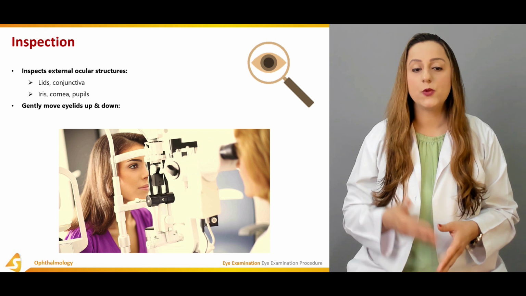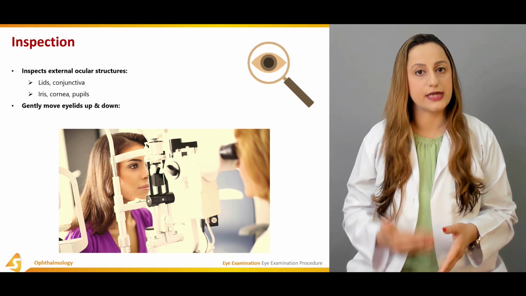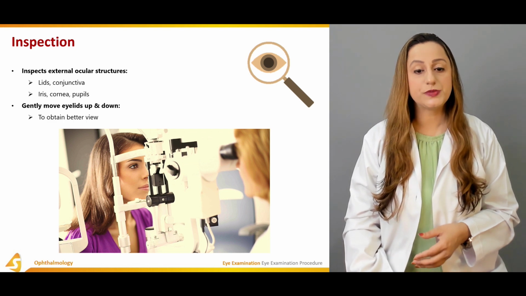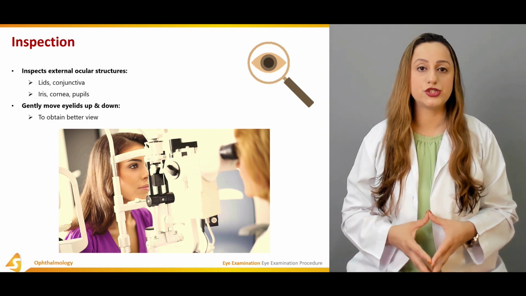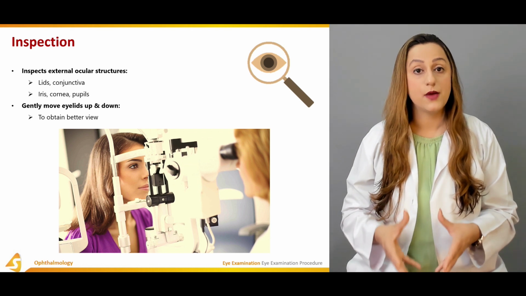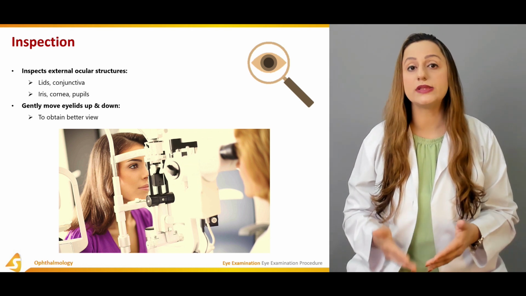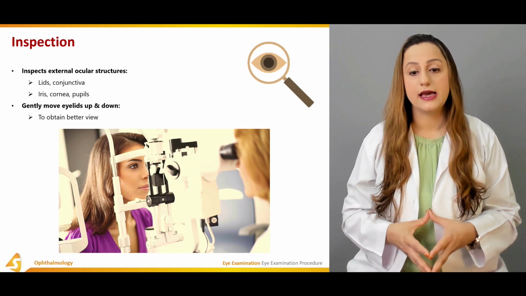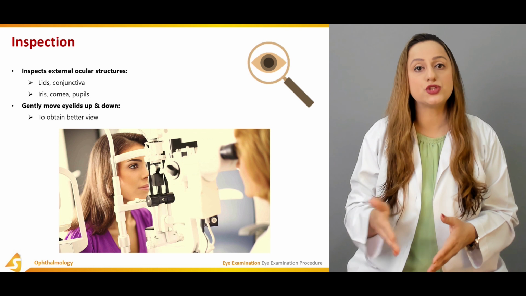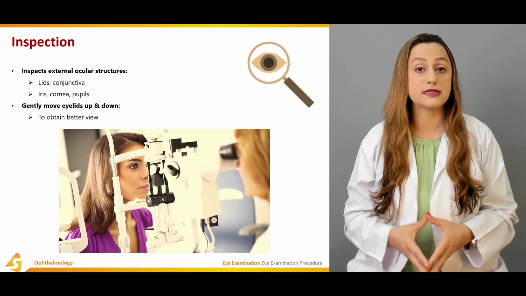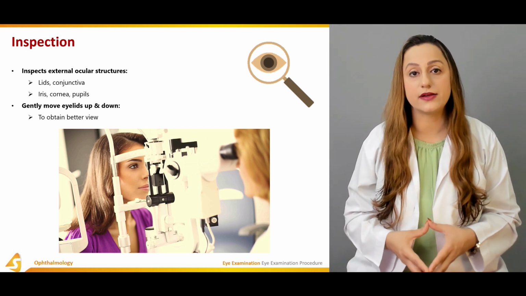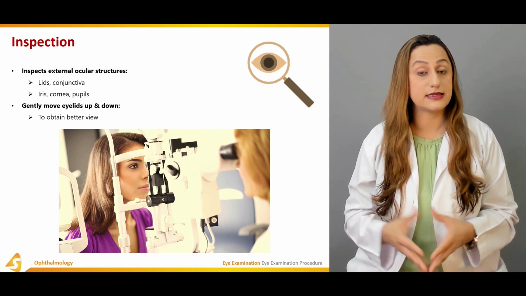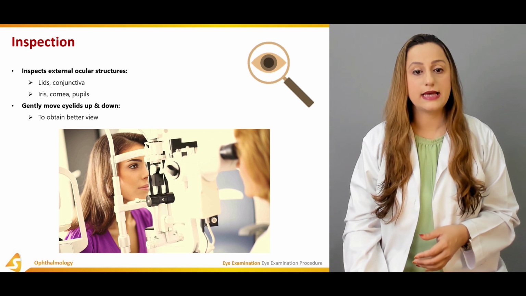Then we can gently move the eyelids up or down, and then we can examine these organs in detail. To obtain a better view, it's very important to make these patients sit at the slit lamp, because it has the particular light and focus that can be used. That is how the inspection is usually carried out in the OPDs, or outpatient departments, if you're working as an ophthalmologist.